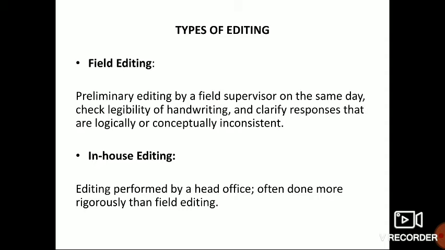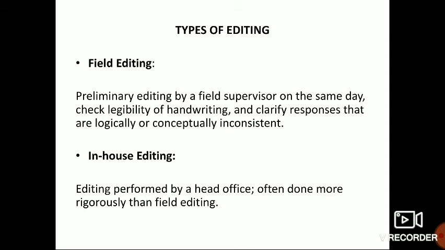In-house editing: after data is collected, the editing work will be performed in the head office. This is called in-house editing. Another name for field editing is on the spot correction or editing, which is called field editing.